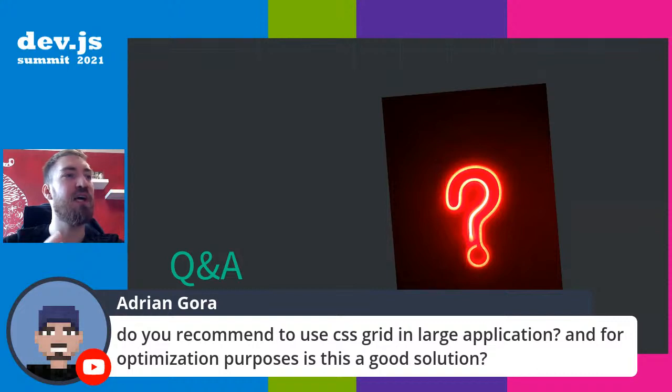So Adrian is asking if I recommend CSS Grid in large applications or for optimization purposes. I would say right now we can treat CSS Grid as a progressive enhancement for the layout of the page. And I would advise to use it for that purpose. So for the layout of the entire page, and perhaps for some kind of list feeds and stuff like that. I wouldn't recommend using Grid for components.